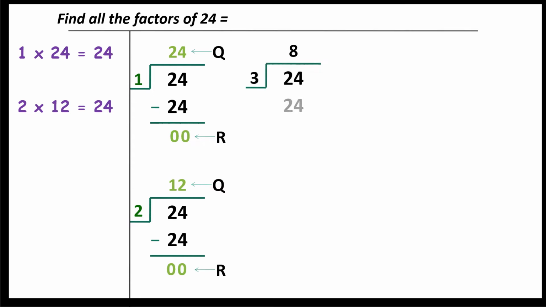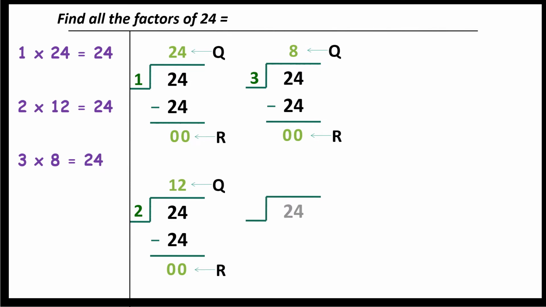Then divide 24 by 3. We get quotient 8 and remainder 0. So 3 is a factor of 24 and we write down 3 multiplied by 8 is equal to 24. Then divide 24 by 4. We get quotient 6 and remainder 0. So 4 is a factor of 24 and we write down 4 multiplied by 6 is equal to 24.